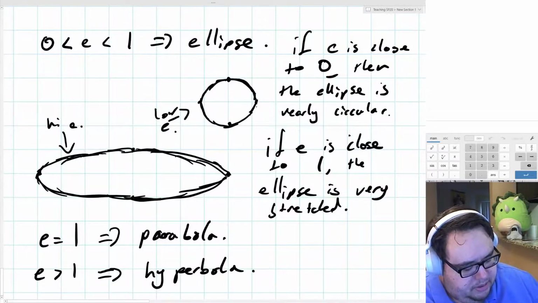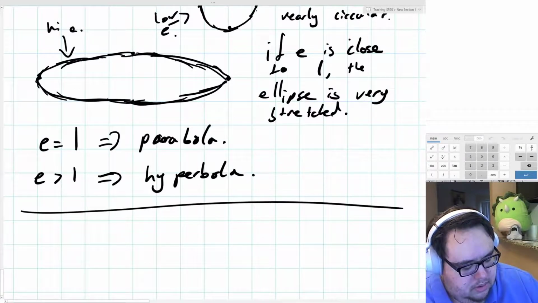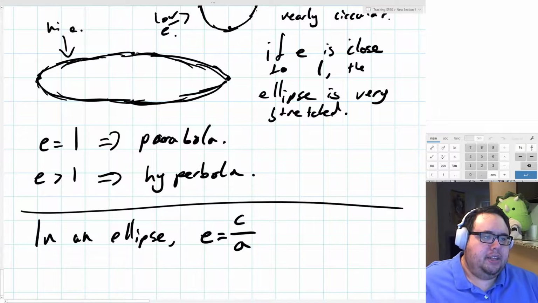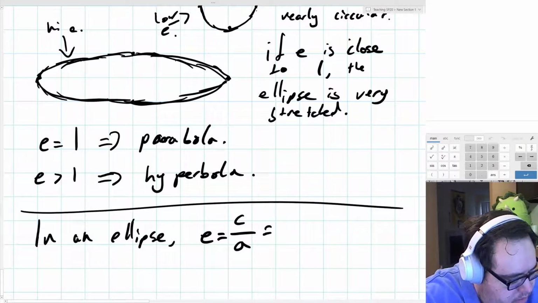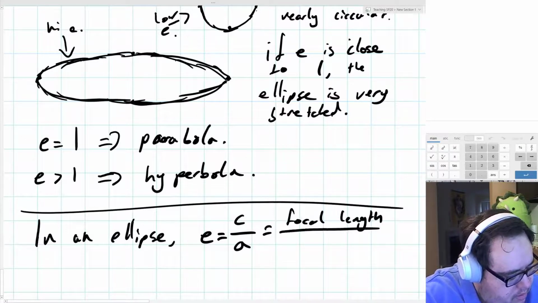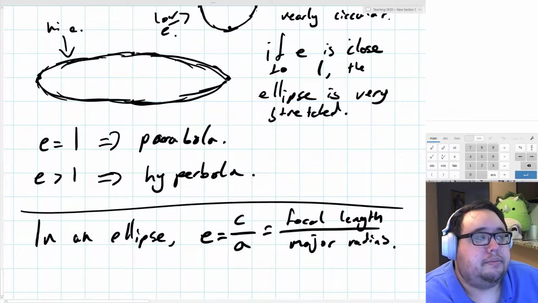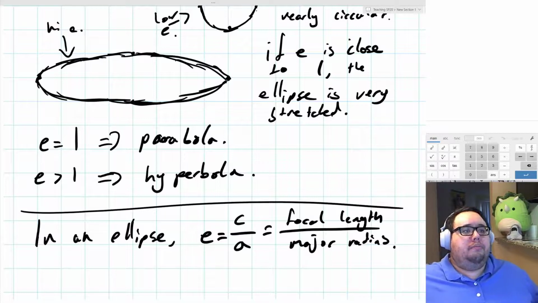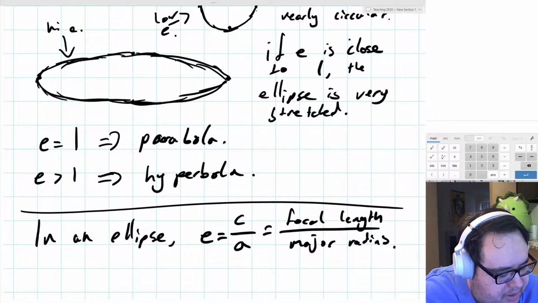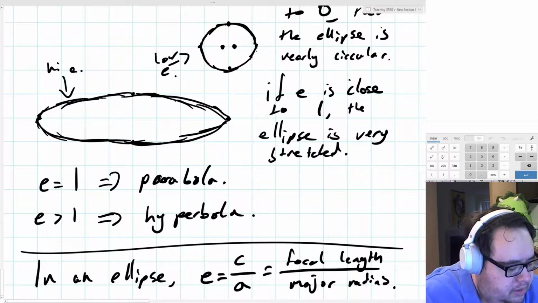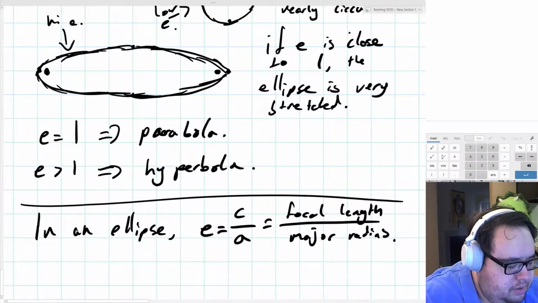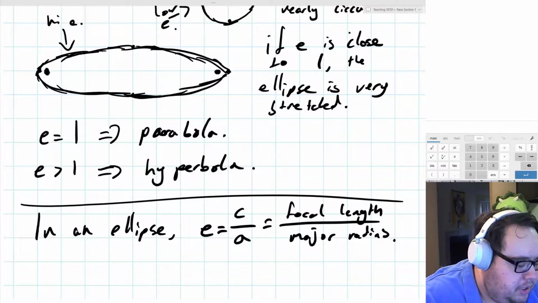So in an ellipse, E is equal to the focal length divided by half of the length of the major axis, or C over A. Essentially, if your foci are very, very close to the middle, then you'll have a low eccentricity. But if your foci are very close to the vertices, then you will have a high eccentricity ellipse.